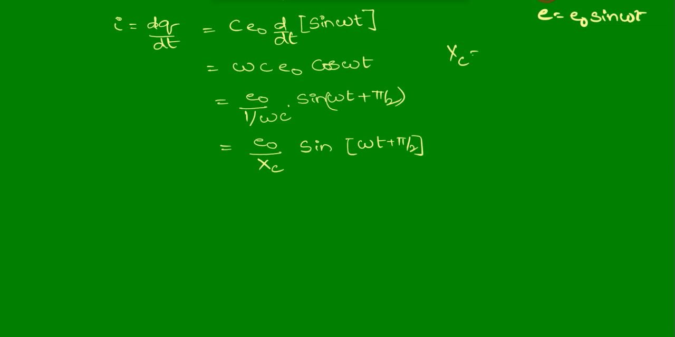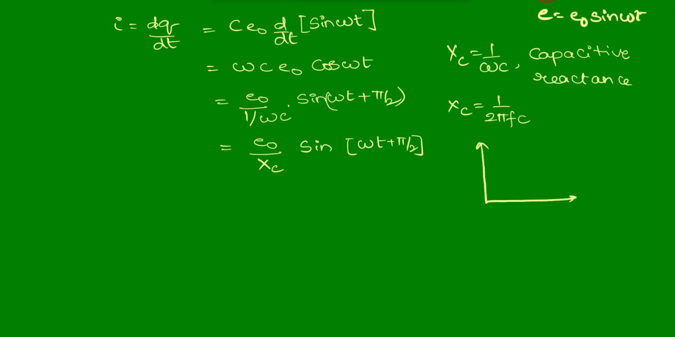Here Xc, which is equal to 1 by omega C, the resistance offered by the capacitor, we will call capacitive reactance. Capacitive reactance, we can write as Xc is equal to 1 by 2 pi fC. So if frequency increases, capacitive reactance decreases. So we'll have one graph like this between Xc and frequency, as they are inversely proportional, a rectangular hyperbola.